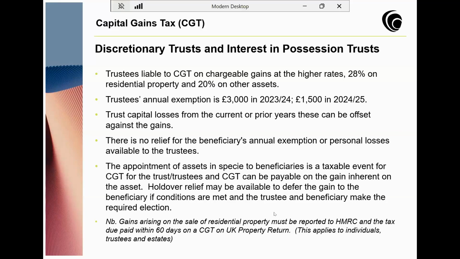There is scope for holdover relief to be claimed in respect of gains arising when assets are appointed out, but conditions need to be met and the beneficiary and the trustees need to make an election for that to happen. Just a quick point with regards to residential property gains, they are reportable to HMRC and the tax due needs to be paid within 60 days of completion of the sale now. So just bear that in mind.